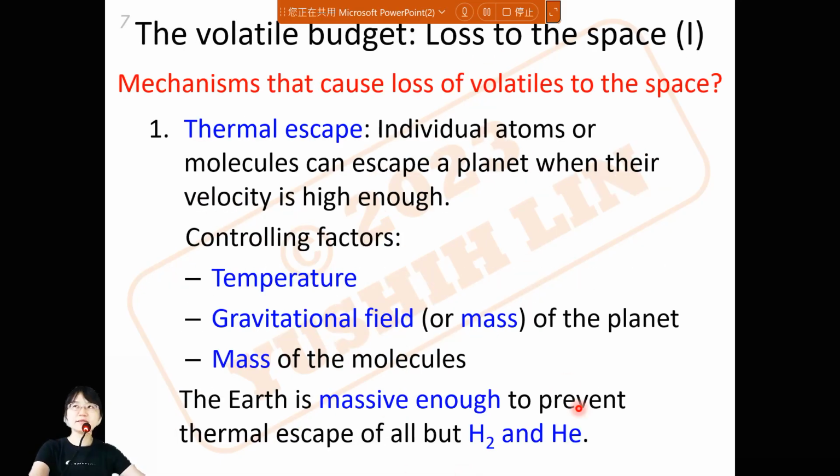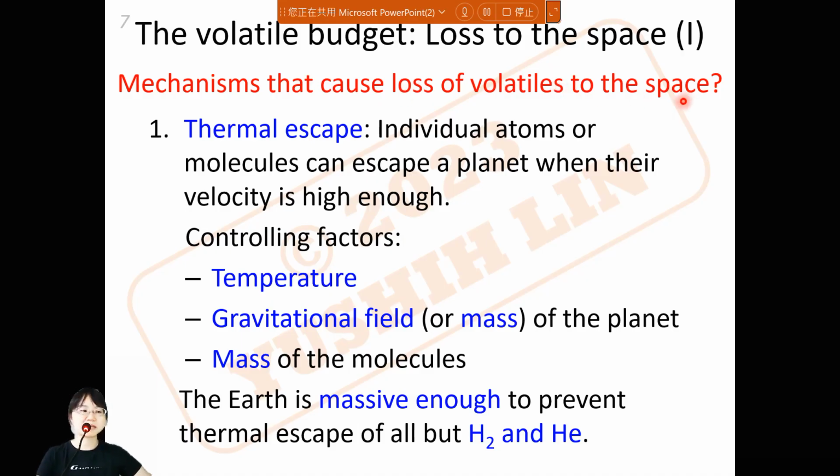To address these topics, we need to first talk about the volatile budget. In my previous lecture, I said that the Earth's mass is not large. Therefore, it has lost many of the original gases accreted into Earth. There is a loss flux of gas to space. What are the mechanisms that cause loss of volatiles to space?